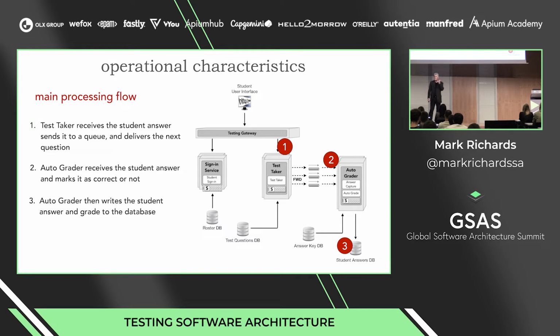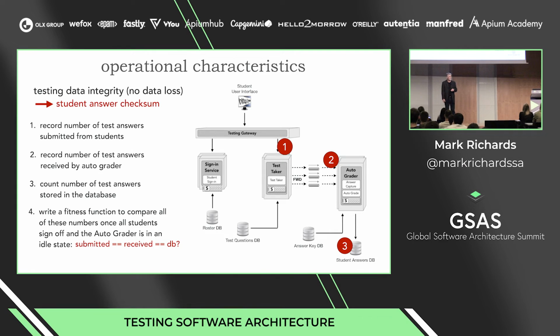Is there any data loss problem here? Will this scale to 120,000 users potentially? That's what testing architecture actually means. Irrespective of the functionality, we're testing the operational characteristics of the system. Let's start with the data loss. Let's write some fitness functions to see what it would look like to actually test an architecture.